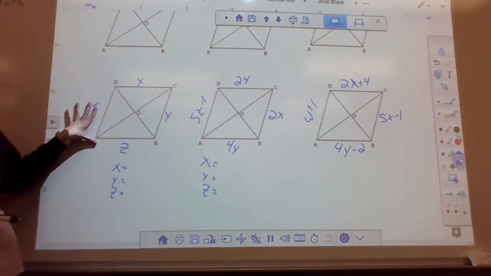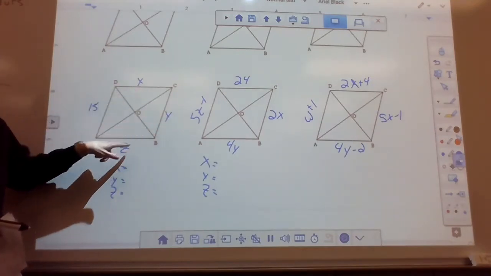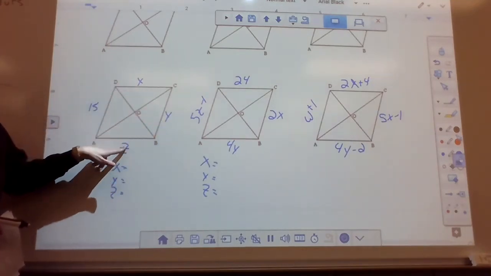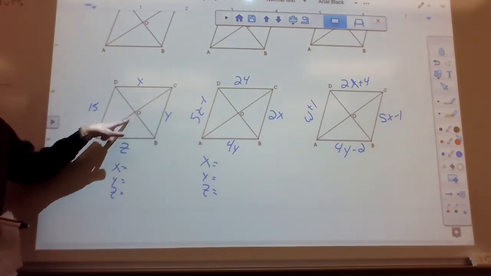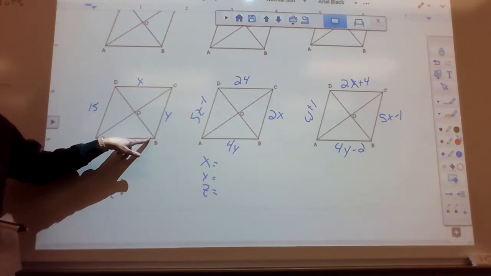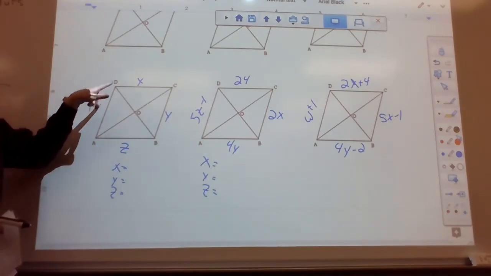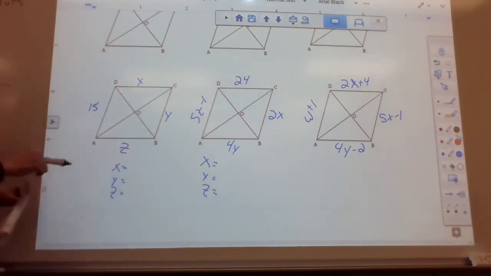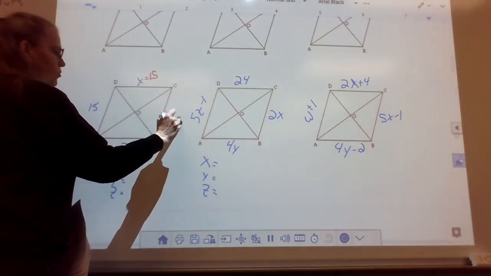So when you're looking at a rhombus, what makes a rhombus is 4 equal sides. Every single side is the same. That's what makes it different than a parallelogram. The diagonals are the same as the parallelogram. But what makes it different is all of these are going to be the same. So this is 15. Every single side is also going to be 15. So 15 all the way around.